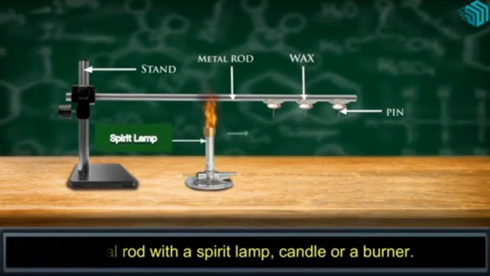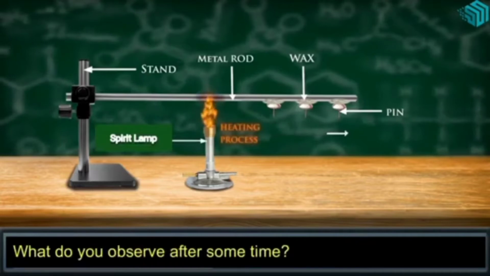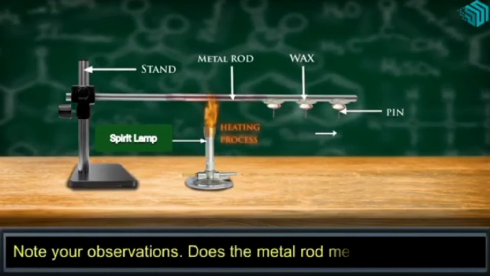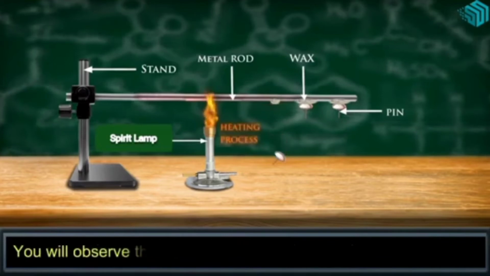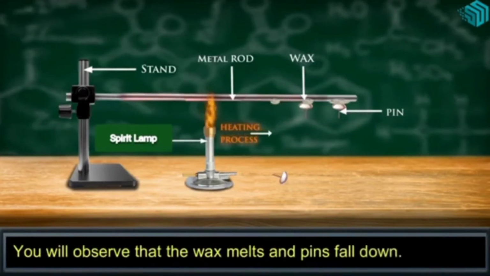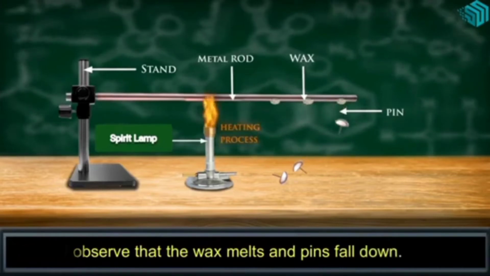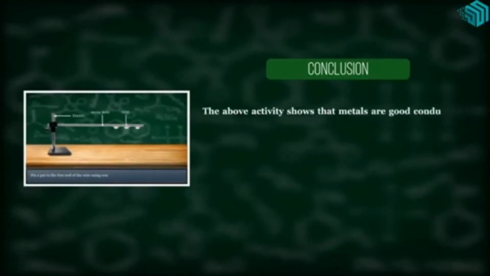What do you observe after some time? Note your observations. Does the metal rod melt? You will observe that the wax melts and the pin falls down. So we can conclude that the activity shows that metals are good conductors of heat.